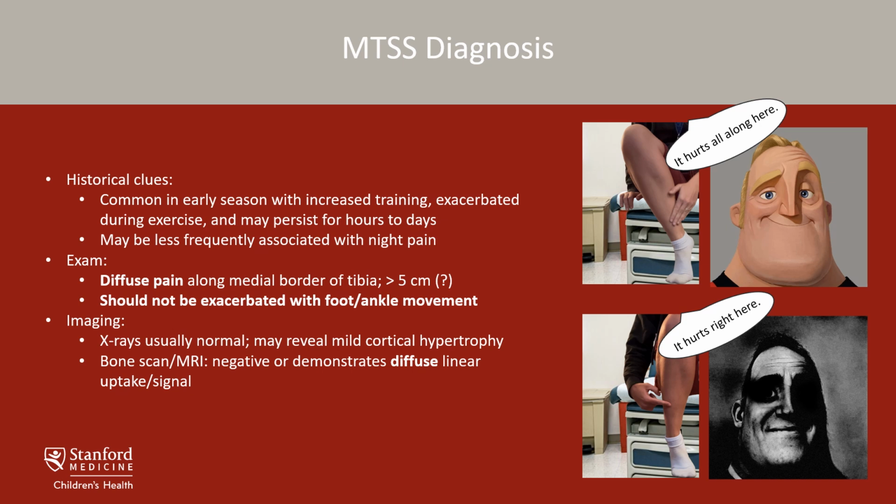MTSS pain shouldn't be reproducible with non-weight bearing foot or ankle motions. That would be more concerning for muscular strain, or if you're doing repetitive motions like ankle pumps and are able to reproduce that pain, then you start thinking about exertional compartment syndrome. X-rays are good for screening, but like I said, an MRI for ruling out bone stress injury is definitely reassuring. For a patient with MTSS, an MRI will just show diffuse periosteal signaling rather than the focality of a bone stress injury, or for a muscular strain, you'd see signal in the muscle itself.